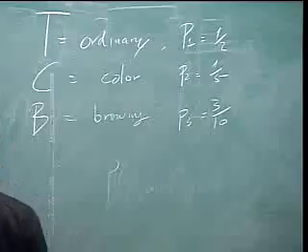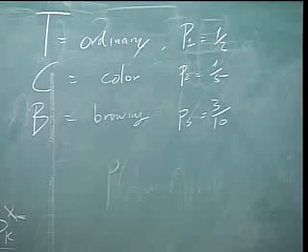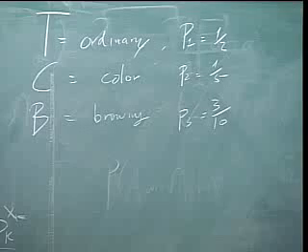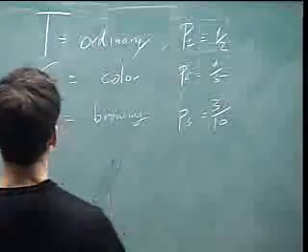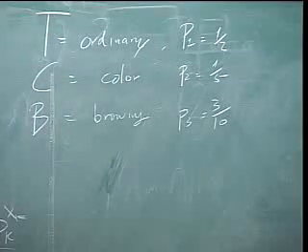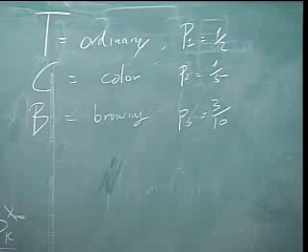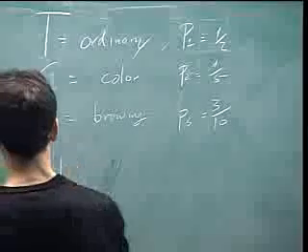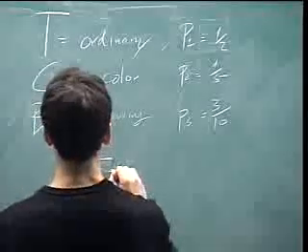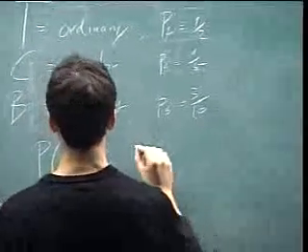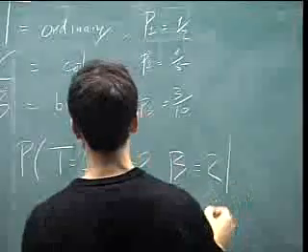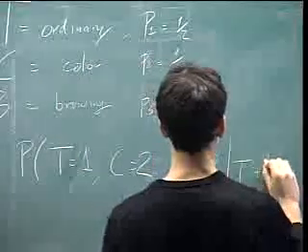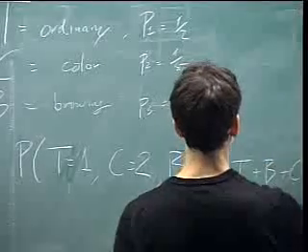If 5 customers enter on any given day, what is the probability that 2 people purchase a color TV, one person gets an ordinary one, and 2 customers get nothing? In other words, what is the probability that T is equal to 1, C is equal to 2, and B is equal to 2, given that the sum of these 3 things is equal to 5?